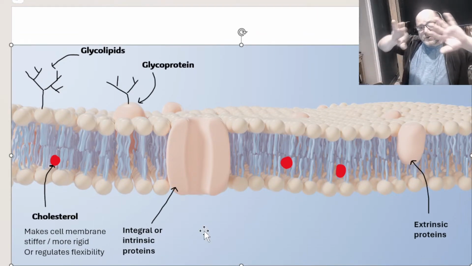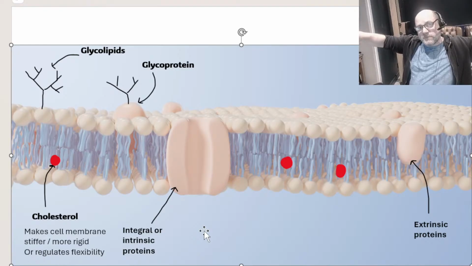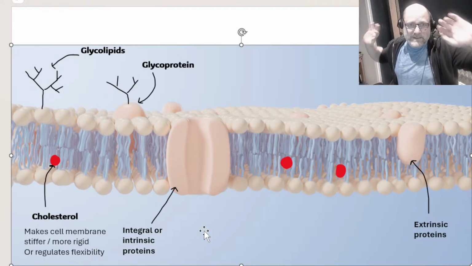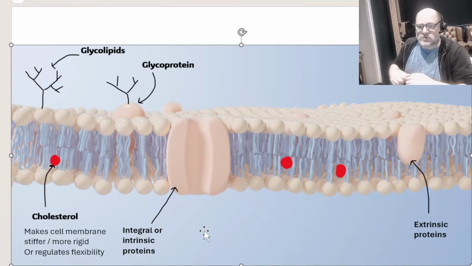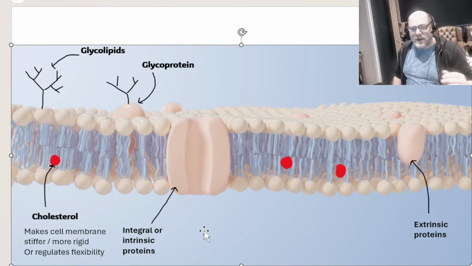Without the cholesterol, the phospholipids will wander off and all the cytoplasm will leak out into the tissue fluid and the cell will collapse. So without the cholesterol, the cell membrane will collapse, and especially in animal cells which don't have a cell wall, that would be disastrous.